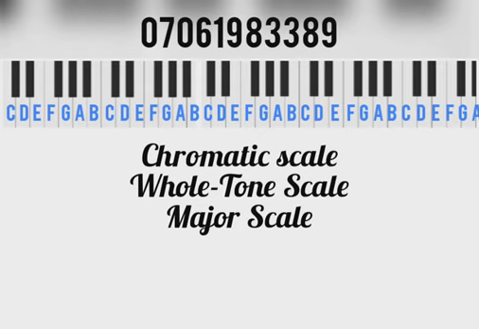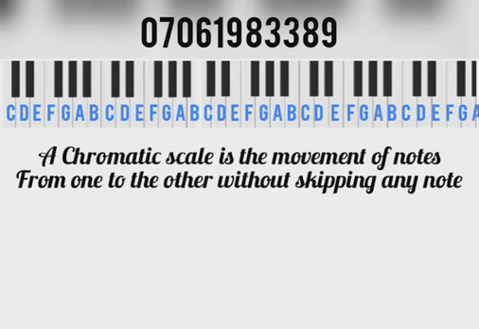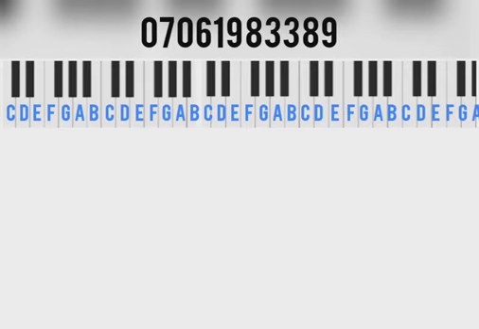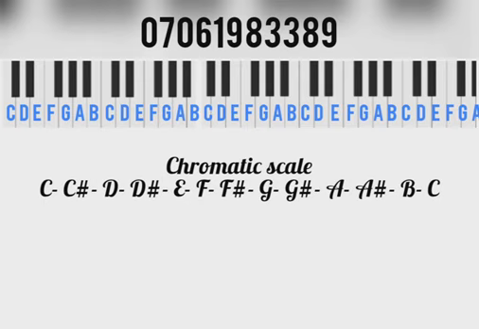So what is the chromatic scale? A chromatic scale is the movement of notes from one to the other without skipping any note. Note the word, without skipping. So let's take a look at the chromatic scale, starting from C. C, C sharp, D, D sharp, E, F, F sharp, G, G sharp, A, A sharp, B, and back to C. That is the chromatic scale.